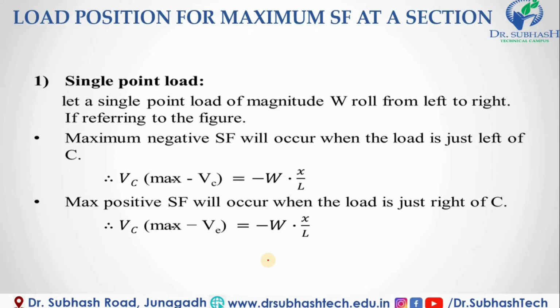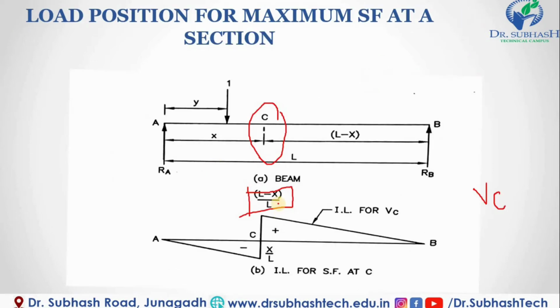For a single point load we already derived the equation for VC. Let the single point load of magnitude W roll from left to right. So W should move first on the left and then on the right side. This direction is left to right. Now, for the maximum negative, we already discussed the maximum shear force. What should the maximum shear force be? L minus X upon L.